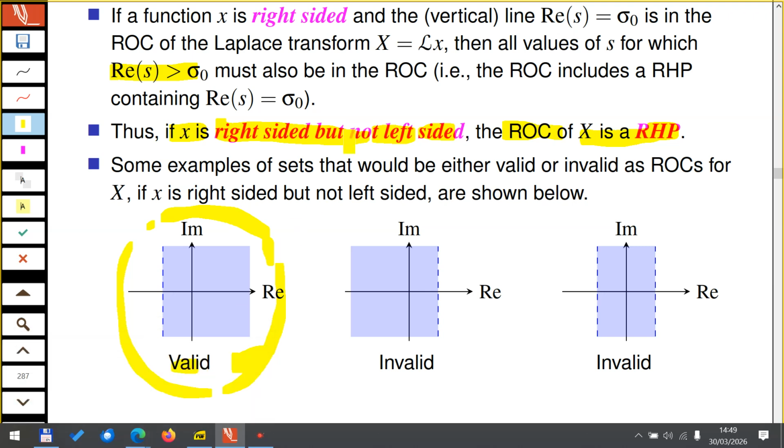Okay. And why is this invalid for that same x? Now we have a function which is right-sided but not left-sided. Because this is a left half plane, and we require a right half plane, right? And this one, why is this one invalid? It's left-sided also. No, you say something about the ROC. The ROC must be a right half plane. So this is a left half plane, right? When it is a left half plane, it cannot be a right half plane, right? Why is this not a right half plane?